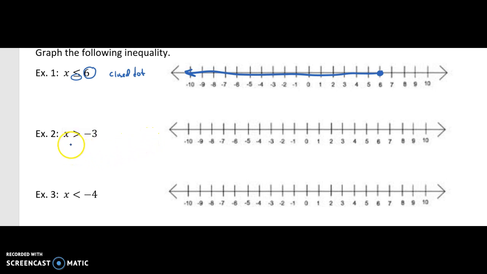Okay. Next one. X is greater than negative 3. This is just greater than, so we know we're going to have an open dot because we're not equal to. So we go to negative 3, we put an open dot. Now we want all the x values that are bigger than negative 3. Which way does that end up being? To the right.